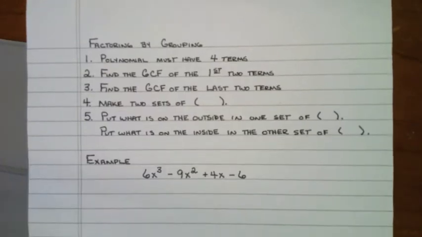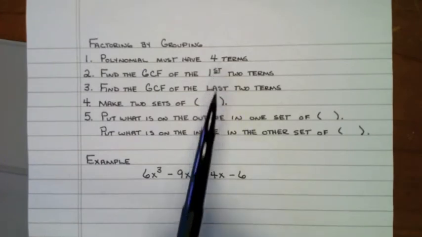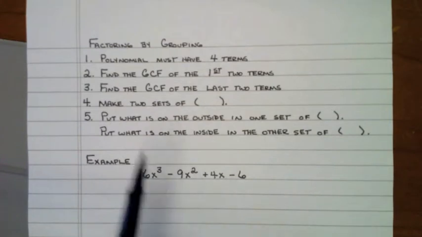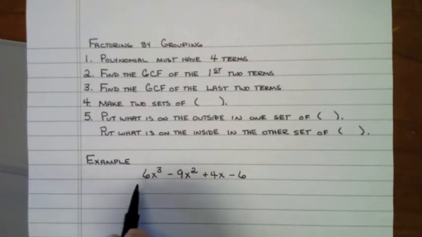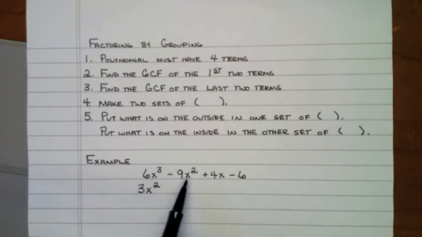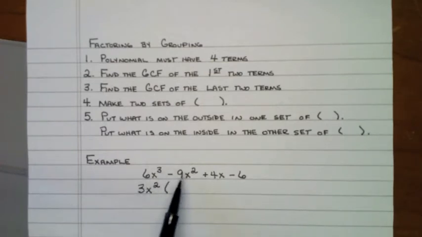Here's our first example. Remember, it needs to be a polynomial with four terms for us to be able to use grouping. And the first thing I need to do is find the greatest common factor of the first two terms. I need to find a number and perhaps a letter that these two terms, just the first two, have in common. 3x to the second power. That is the greatest common factor of these two. I make an open parentheses just like I would when I'm factoring the greatest common factor. And how do I get what goes inside the parentheses? I divide each one of these terms by that.